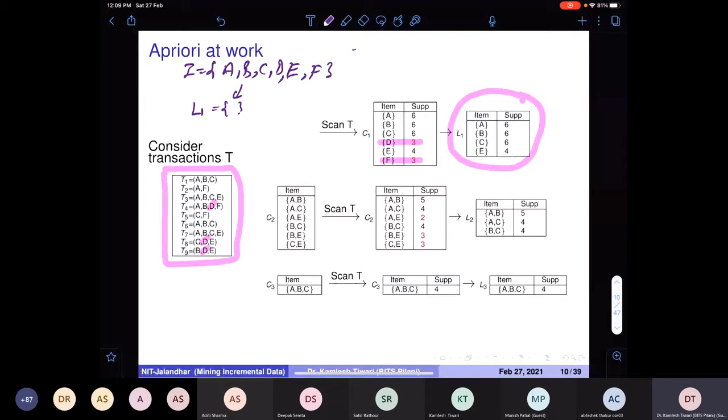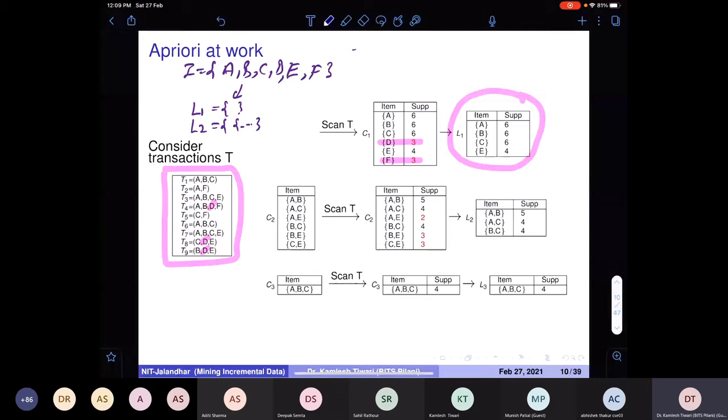Okay, now I want to find out L2, where two-item subsets would be there. So how can I go ahead with this? There is a property called the anti-monotone property that tells us that you make the two-item sets using these one-item sets only, because if anything is not frequent, all its supersets are also not frequent. So how can I combine this and how can I make them?